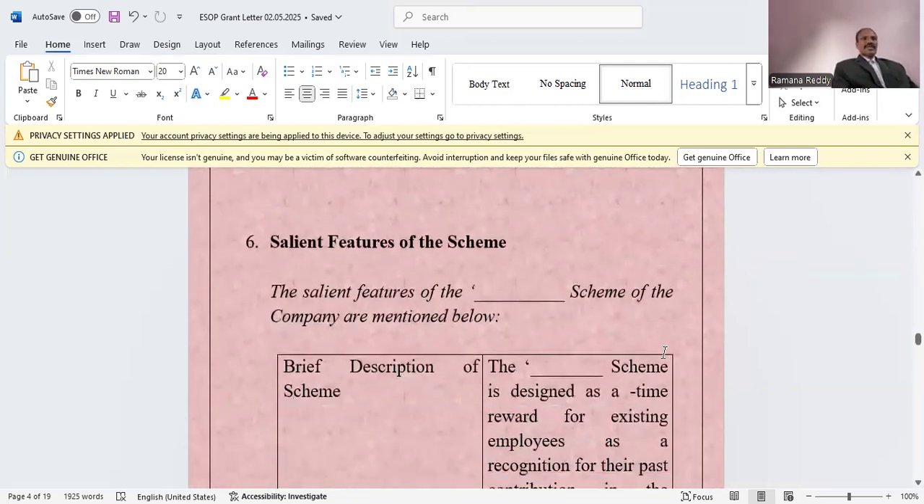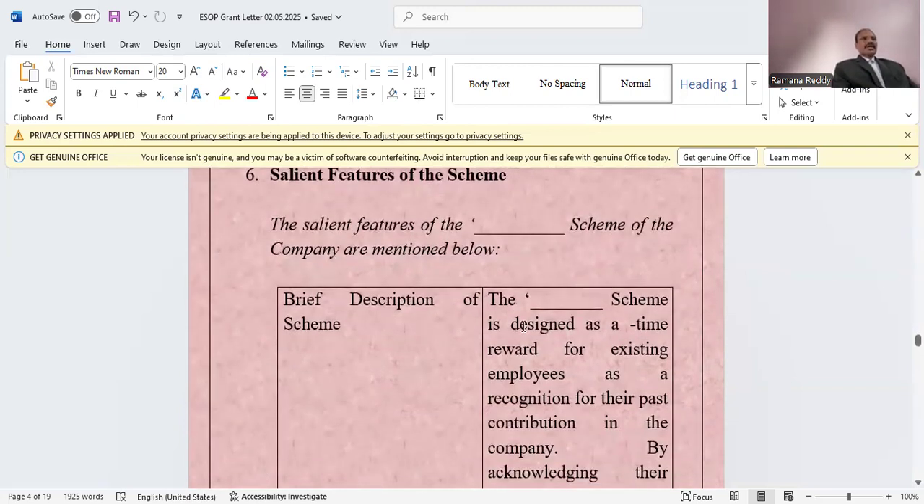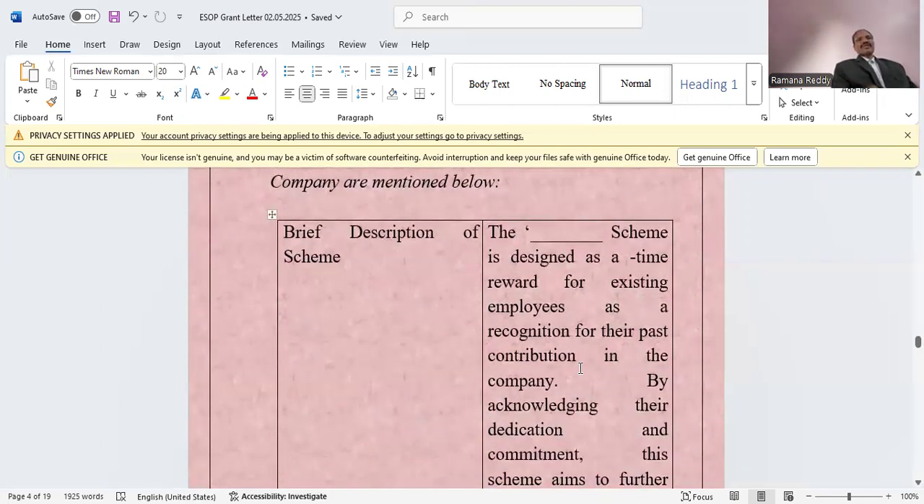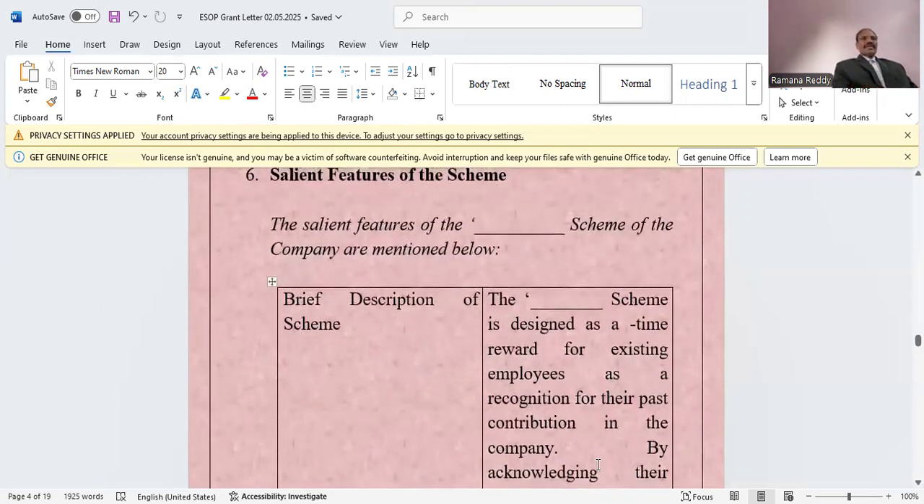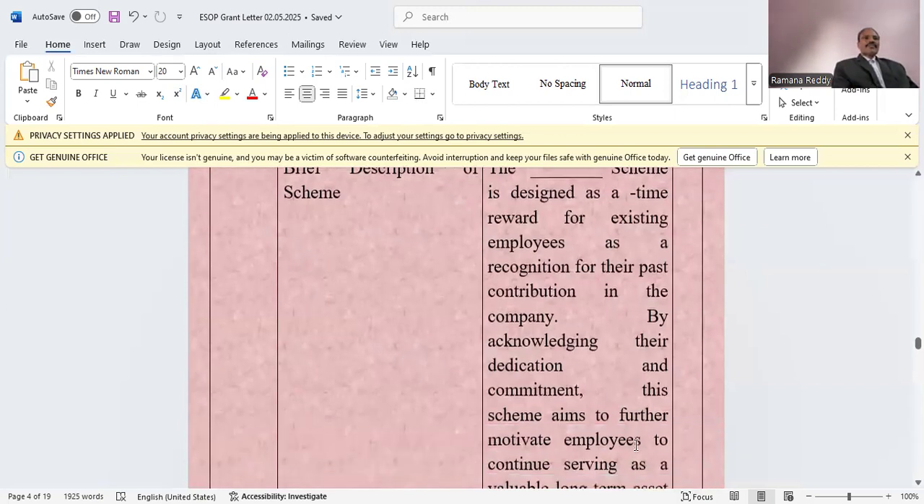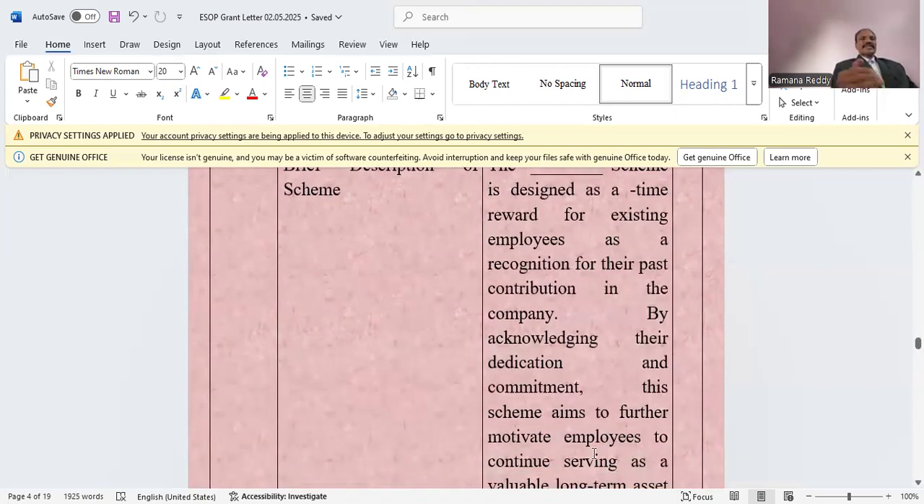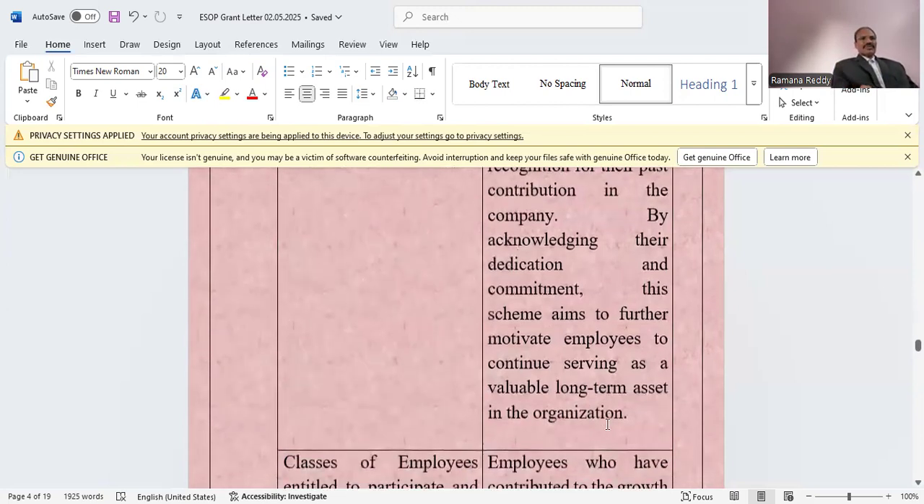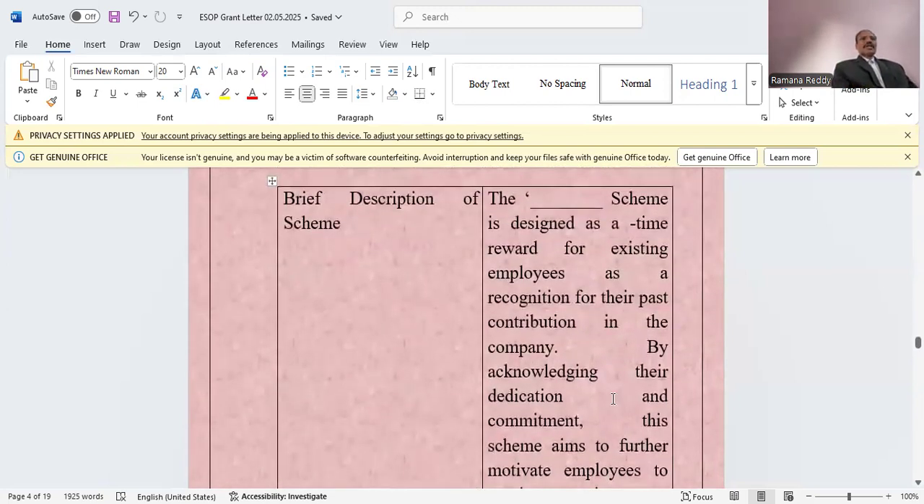Salient features of this scheme also have to be given. The salient features of the scheme of the company are mentioned below. Brief description of the scheme: if we are giving to an existing employee, here we'll state that the scheme is designed as a reward for existing employees in recognition of past contribution. By acknowledging their dedication and commitment, this scheme aims to further motivate the employee to continue serving as a valuable long-term associate. For rewarding past and motivating for future, this is the language.